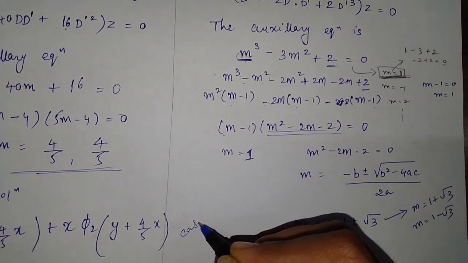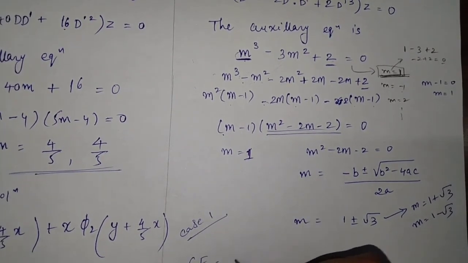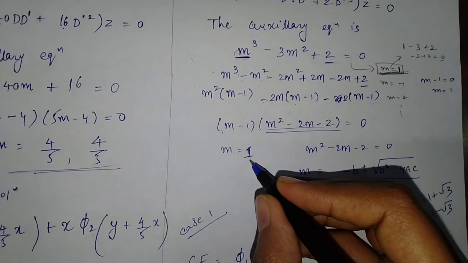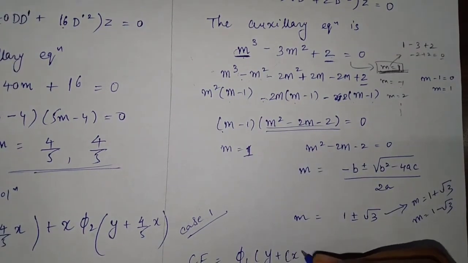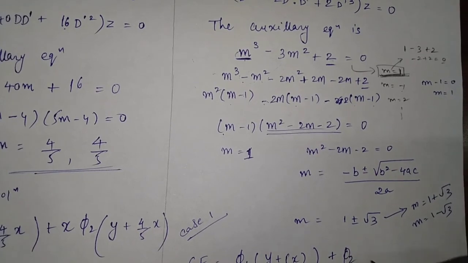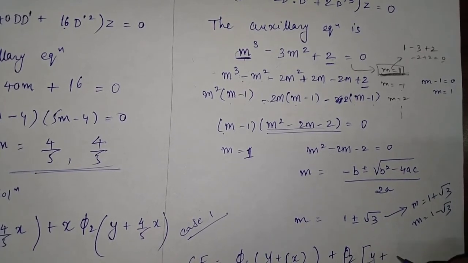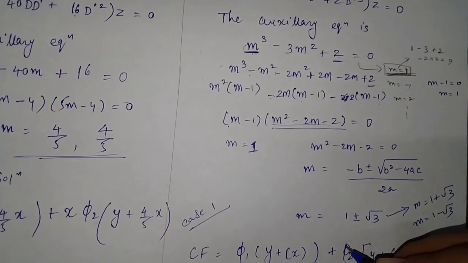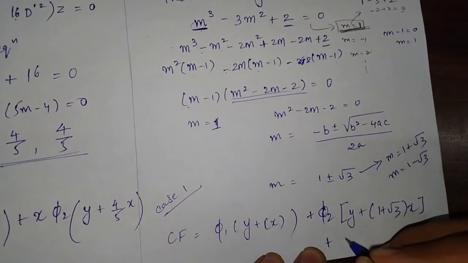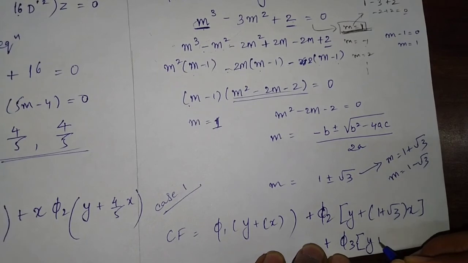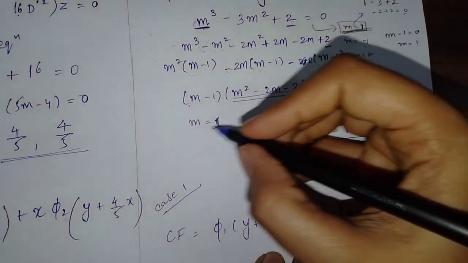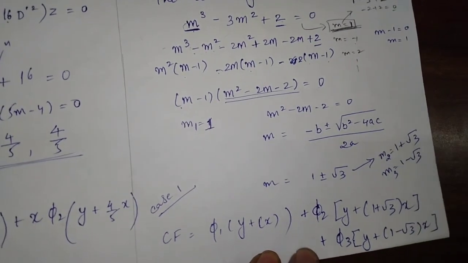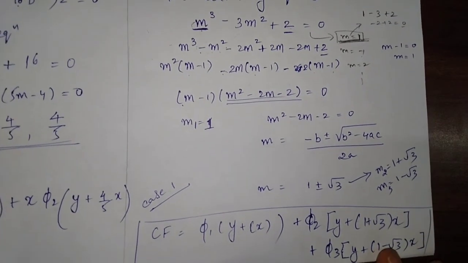So again we will use case number 1 to find the CF. It will be phi 1 of y plus m1 x, but m1 is 1, so it is 1 into x, plus phi 2 of y plus m2 x, where m2 is 1 plus root 3 x, plus phi 3 of y plus m3 x, where m3 is 1 minus root 3 x. So this is the final answer of this question.